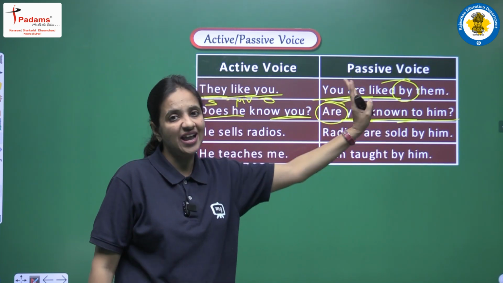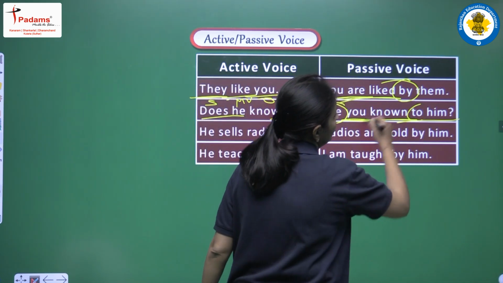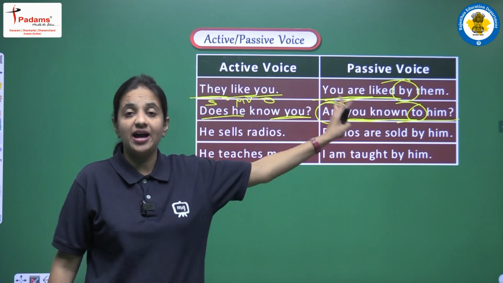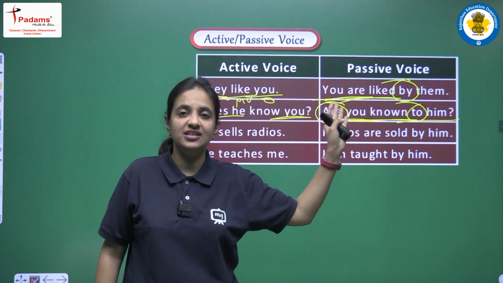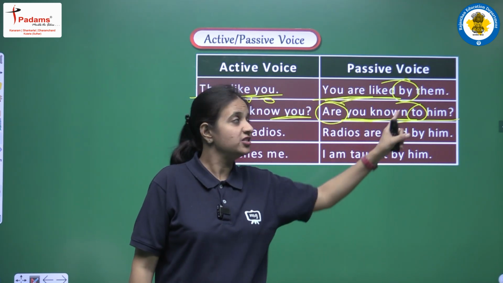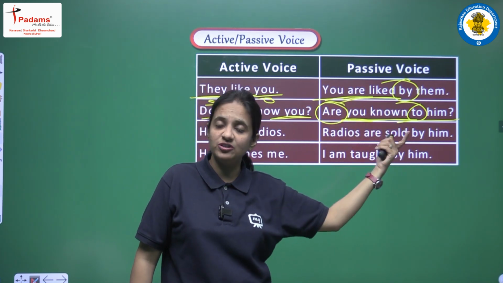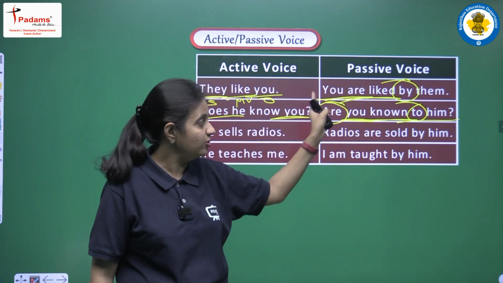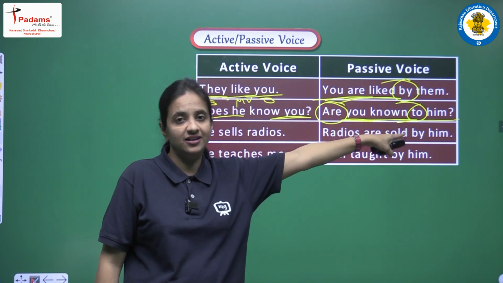And students, don't get confused about why we are having to here, why are we not using by here. So this is the thing that we will discuss in a detailed manner in further videos, that yes, sometimes in place of by we have to use some other prepositions also. So according to that thing we are using to here, right?